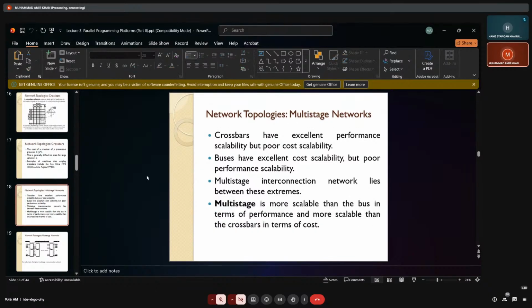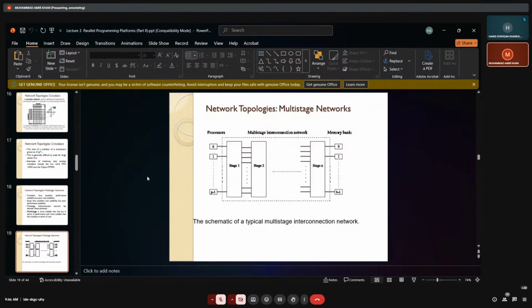So in between there is a stage of this multi-stage network. We have processors on the left and memory banks on the right, and between them we have stages of the interconnection network: stage 1, stage 2, stage 3, like this. It's not a full crossbar, but in stages. It has the cost of a cross-connected network and the performance of the bus.